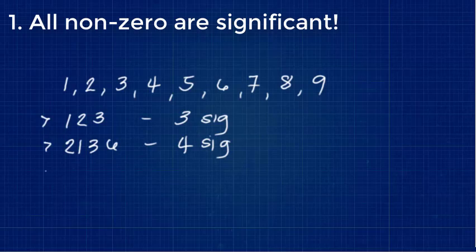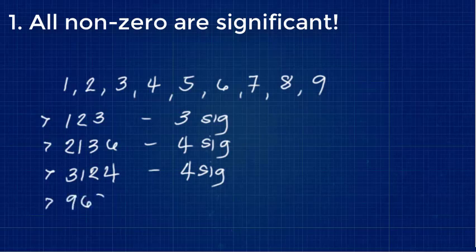Another example, 3, 1, 2, 4. This also has 4 significant figures. Another one, 9, 6, 9, 9. Also has 4 significant figures. Last one, 1, 2. This has 2 significant figures.